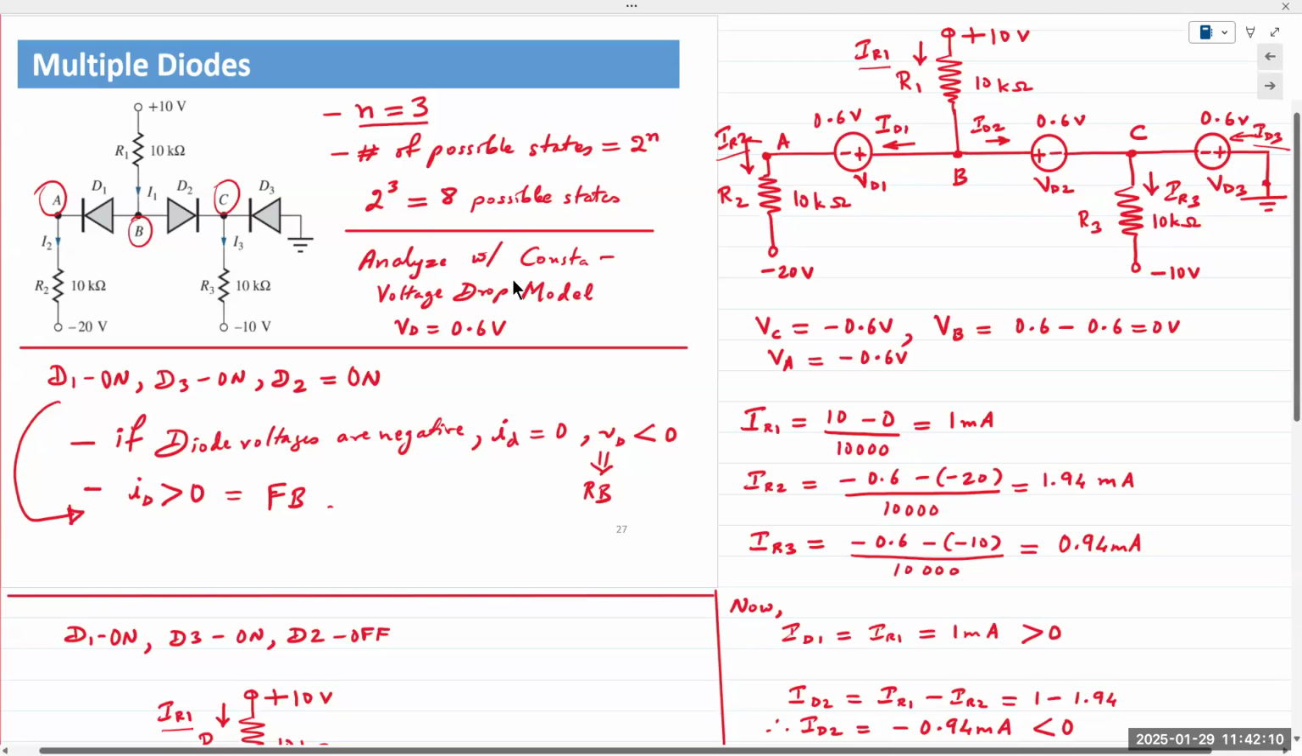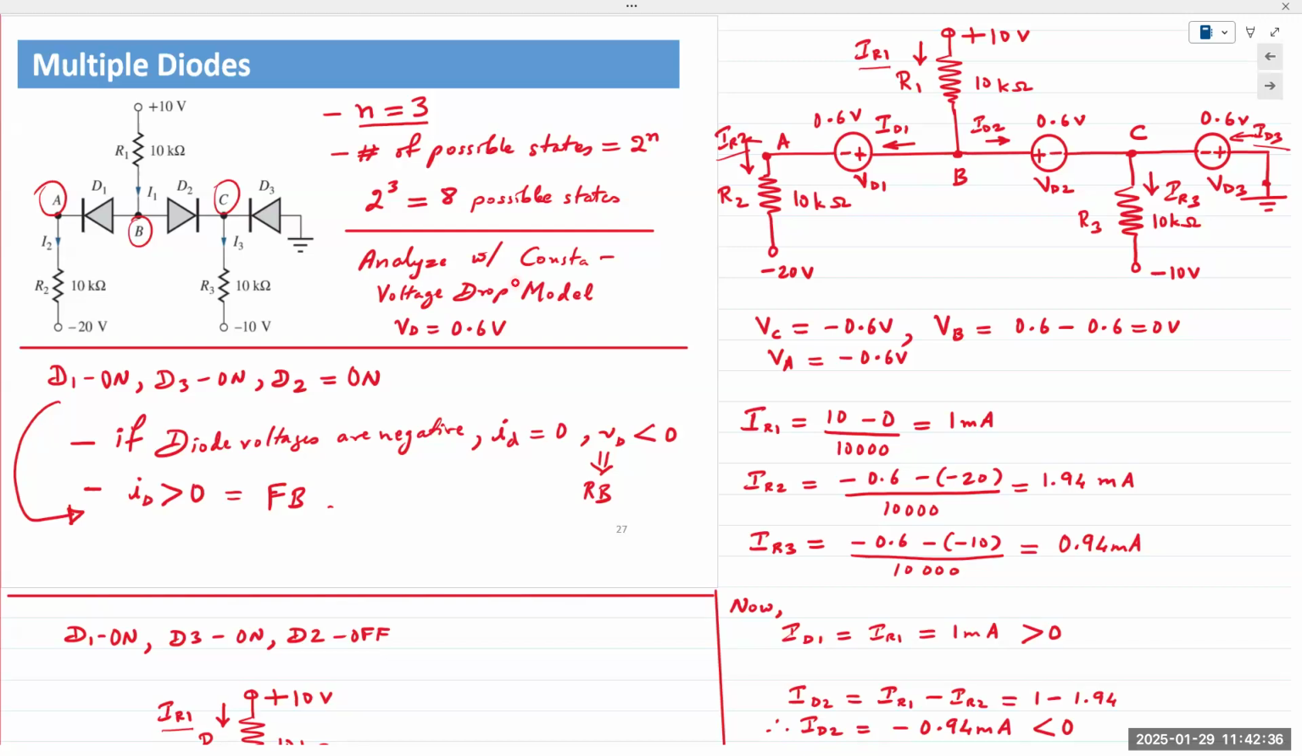Now, our analysis changes depending on the number of diodes present in the circuit. In the previous circuit, we only had one diode. So there are only two possible states, either on or off, right? So there's a maximum of only two analyses that we have to perform in case our first one is wrong.